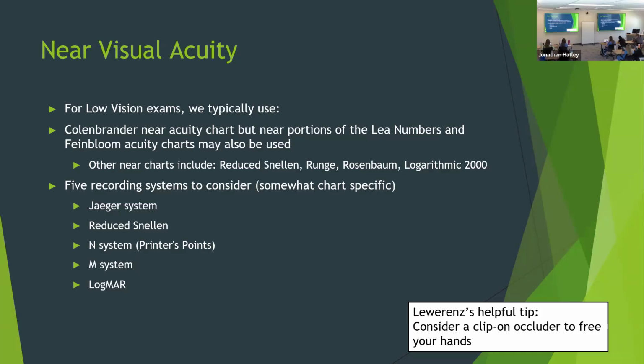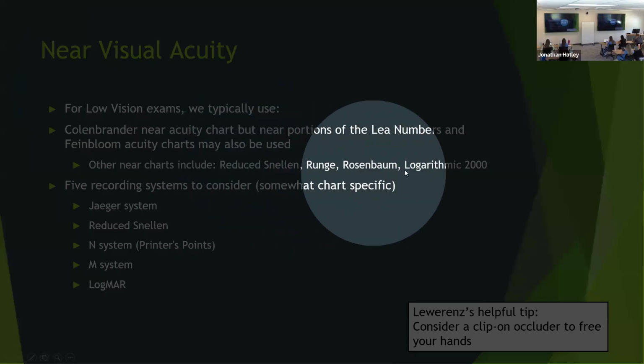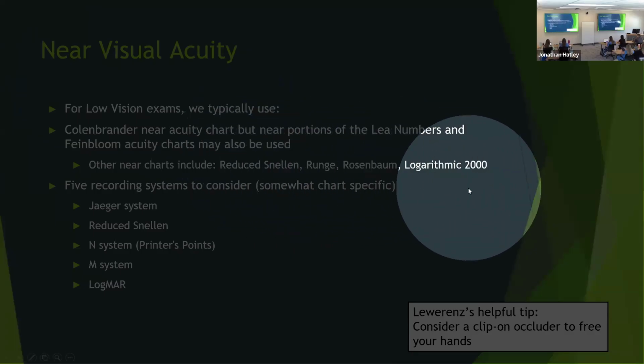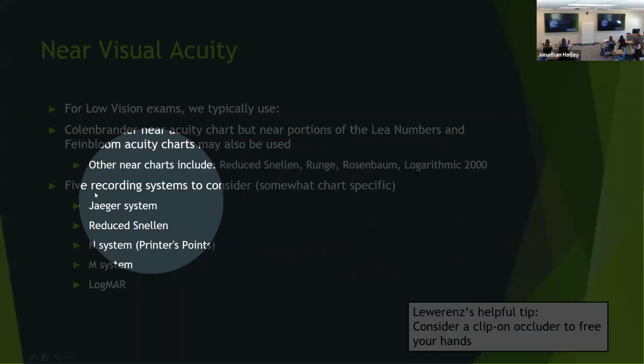Now, on a lot of these cards, so you can see these near charts here, reduced Snellen, Runge, Rosenbaum, Logarithmic 2000. They all have different acuities that are recorded on the side. If you've ever looked at those cards, they'll have Snellen, they'll have decimal, they'll have a couple other things. Sometimes they will have something called the Jaeger system.